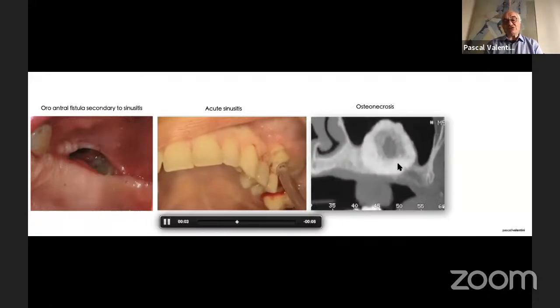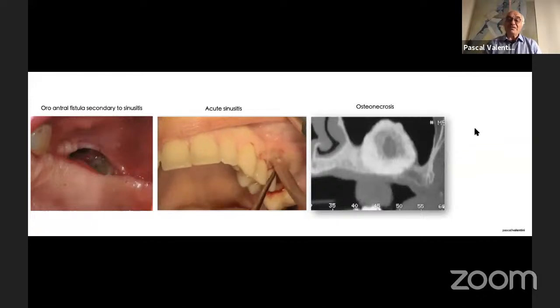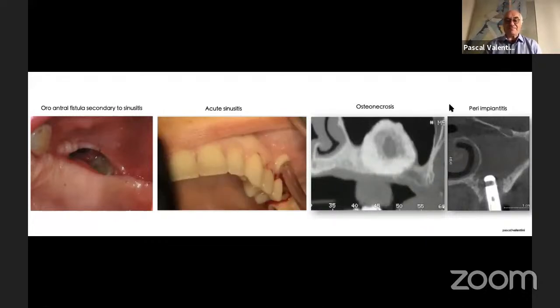Here we have an osteonecrosis. And finally, a not well-known complication, it is sinusitis due to perimplantitis. And we will discuss this issue in detail later.